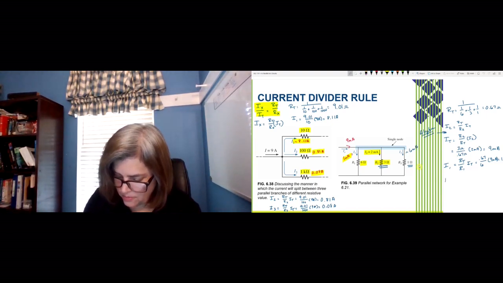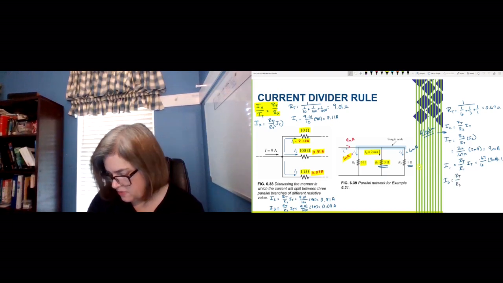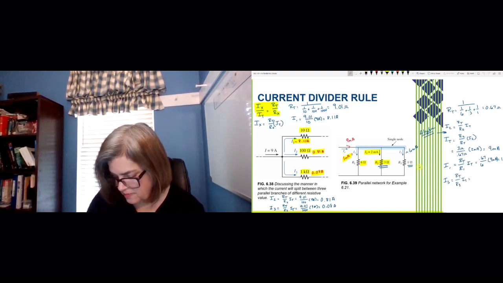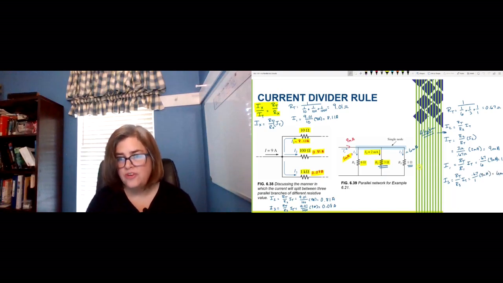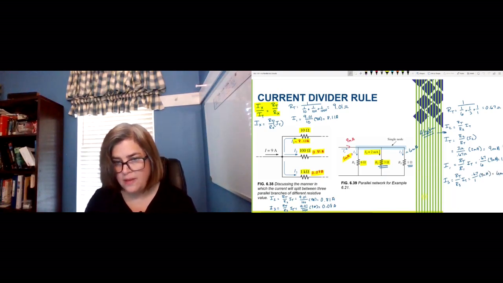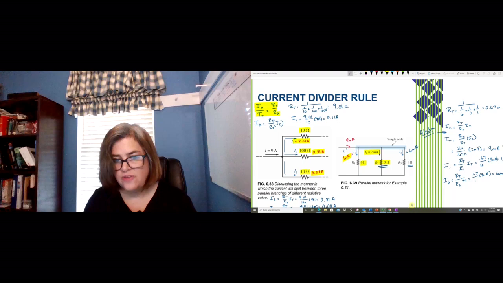So I3 would be RT over R3 times IT. So we have 0.67 over 1 times 9 milliamps, or 2/3 of 9 milliamps, which is, of course, 6 milliamps. So that works out that way.